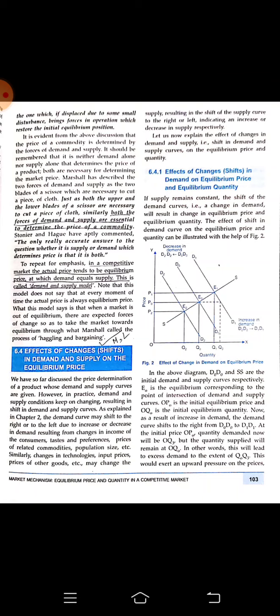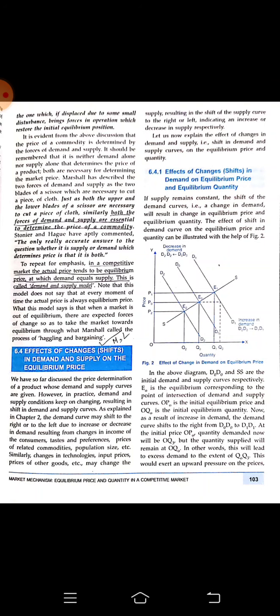OP0. Price is OP0, but the demand is shifting. That means they're talking about the dotted line. Now the quantity demanded will be OQ3, but the quantity supplied will remain at OQ0. In other words, this will lead to excess demand, right? So the dotted line they're talking about is the excess demand extending from Q0 to Q3.